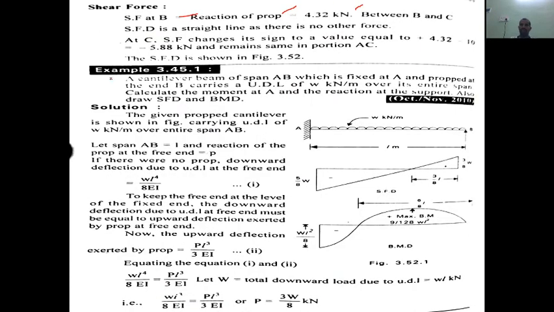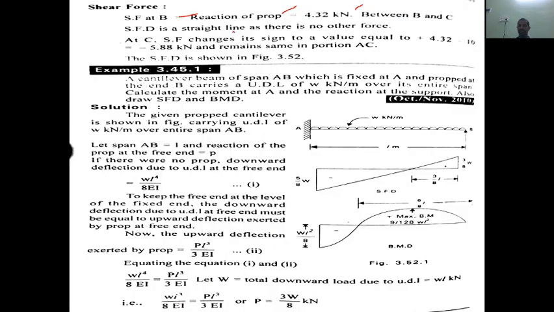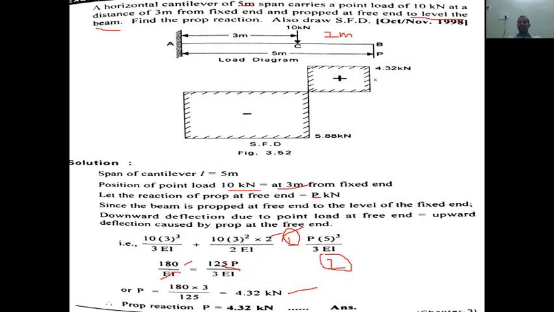plus 4.32 minus 5.88 and remains same in the portion AC. You can see this diagram, because 10 minus 4.32 is 5.88, and this 5.88 is constant because there is no load acting in between A and C, like this. And then after attaining the different values, you can simply draw the shear force diagram.